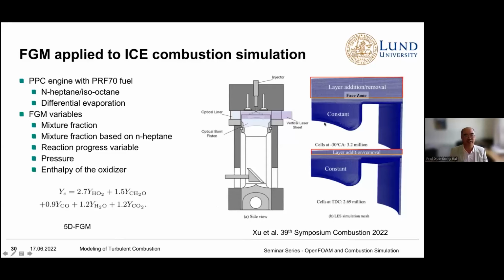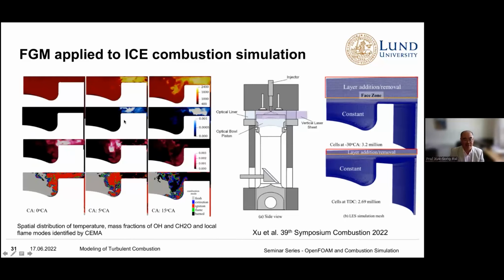It's a cost engine, a low temperature combustion engine. I think this is a PPC engine with PRF 70 fuel, meaning 30% n-heptane, 70% isooctane. With such a fuel, there is a liquid fuel mixture. When you inject it, they evaporate differently. So our contribution is that we propose to use a 5-dimensional FGM, adding a mixture fraction based on n-heptane on top of the mixture fraction itself.